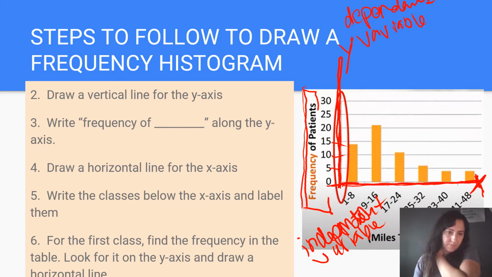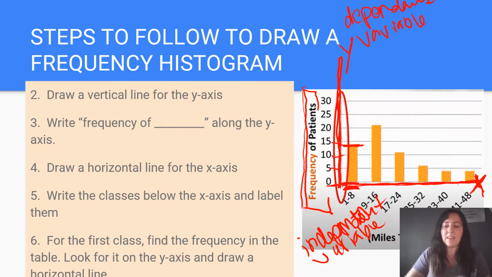Then, for the first class in your data, you're going to look back at your frequency table. I believe in the first class, it was a 14. That was the frequency, the number of patients being transported in the first class, the 1 through 8 class. So what you're going to do now is draw a horizontal line at 14 in the 1 through 8 class.